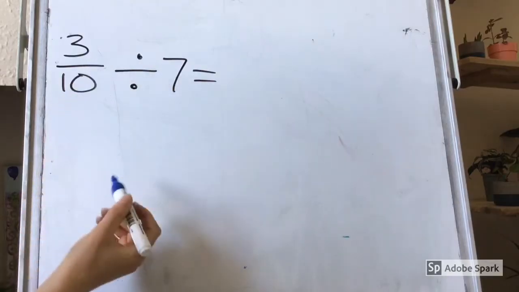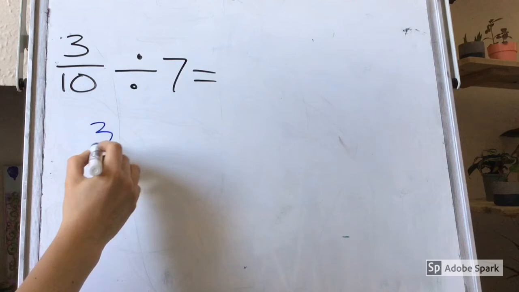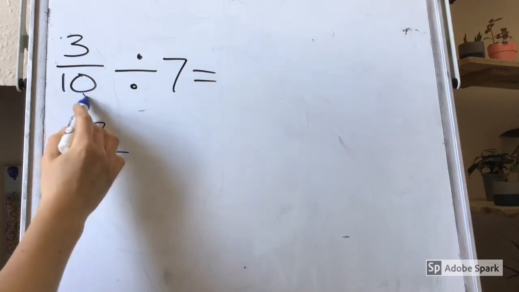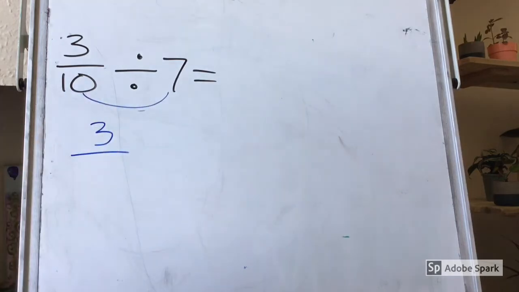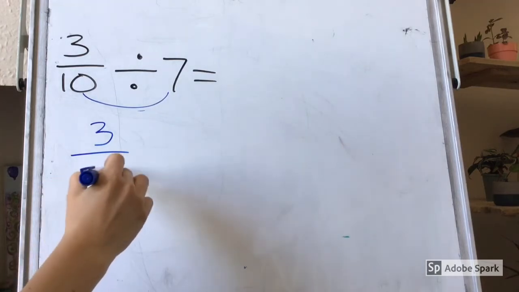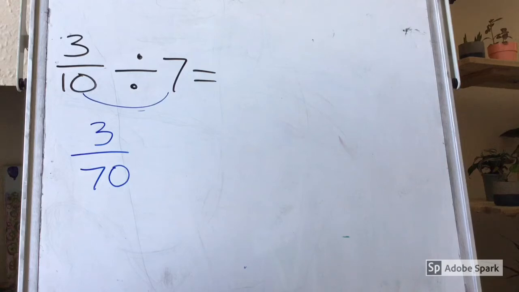So we keep our numerator the same as 3, and then we need to times our denominator by our integer. This is kind of like the opposite of timesing a fraction by a whole number, because the numerator stays the same instead of the denominator. 10 times 7 is 70, so well done if you got 3/70.